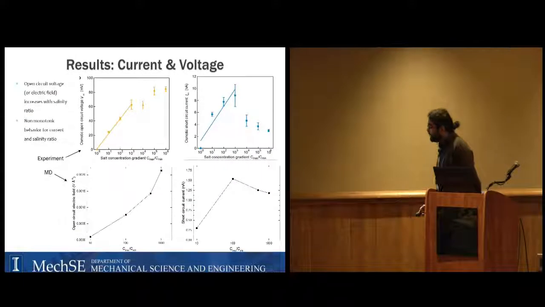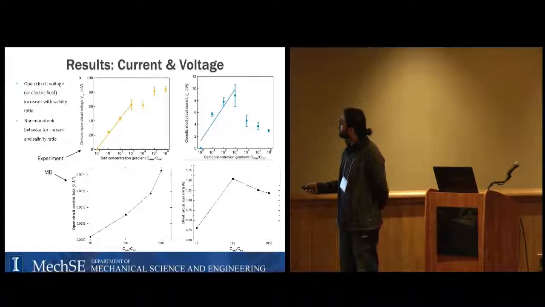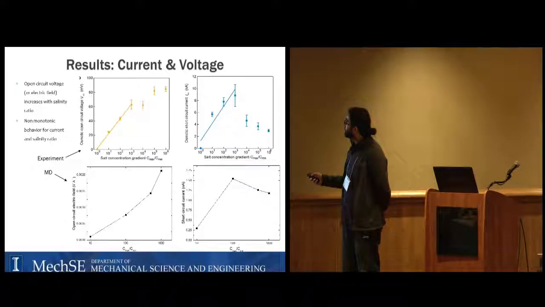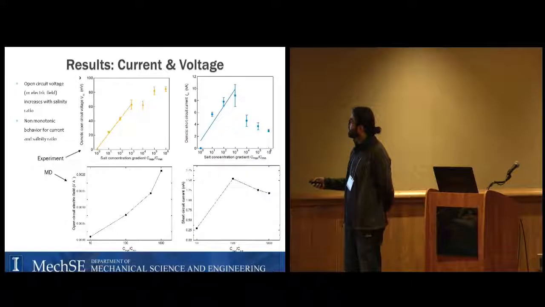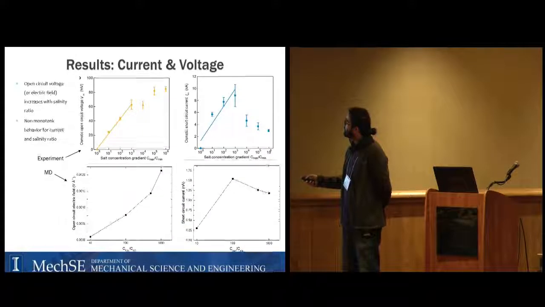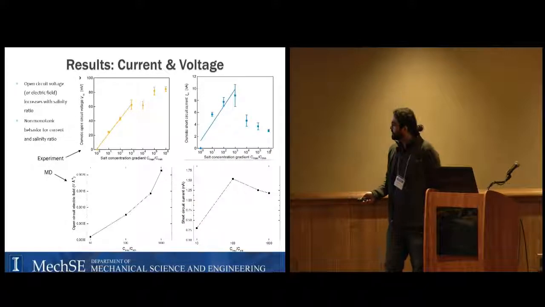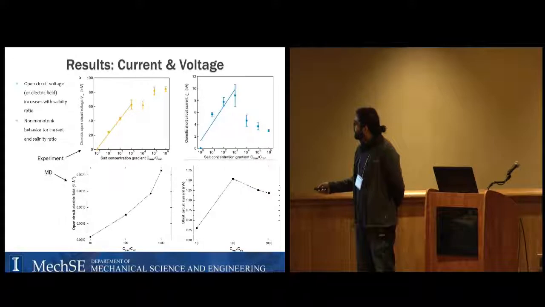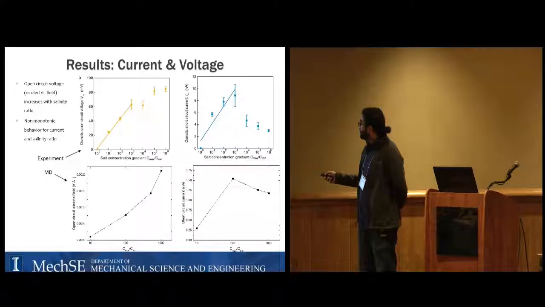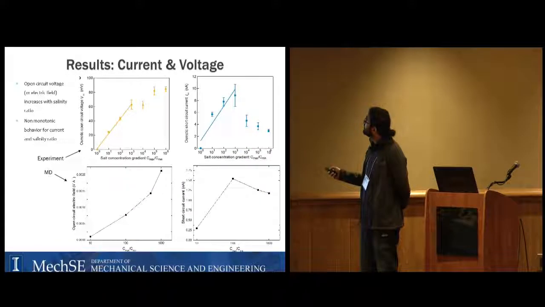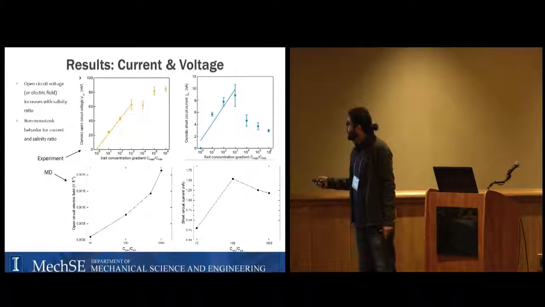Also, we looked at the open circuit voltage and short circuit current as a function of the concentration ratio. These two plots are from experiments, and down here we have the molecular dynamics results. One thing that is not very obvious at first is the non-monotonic behavior that we have for the short circuit currents, that we observe both in experiments and simulation.